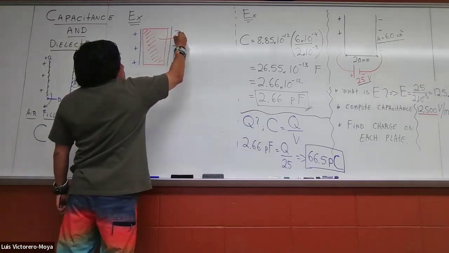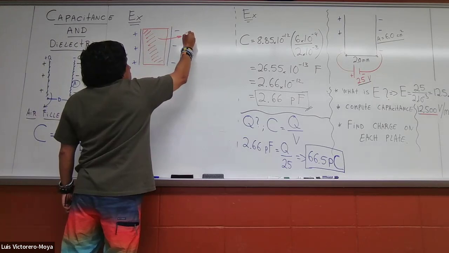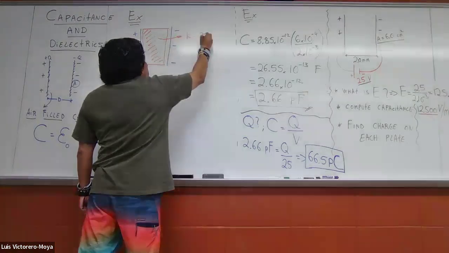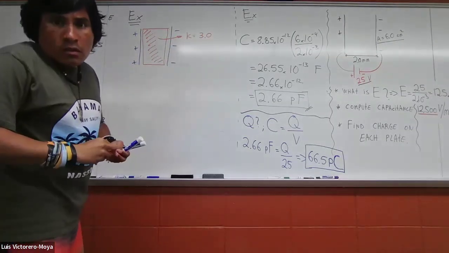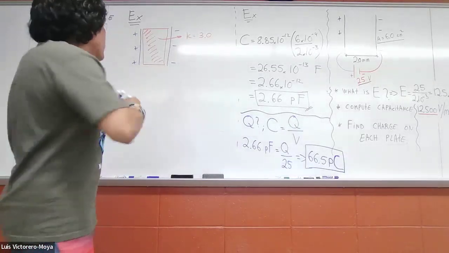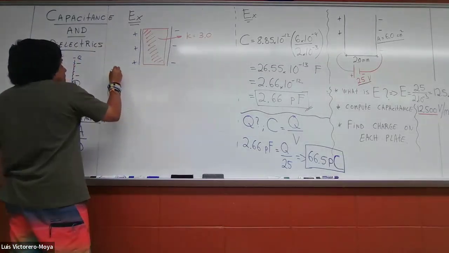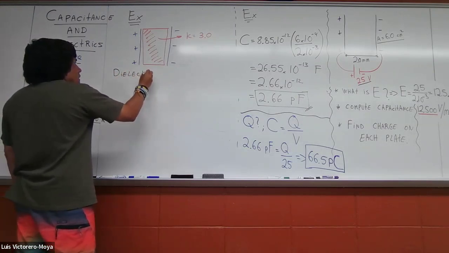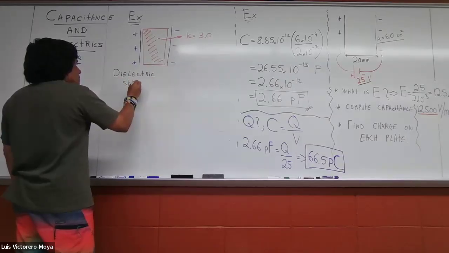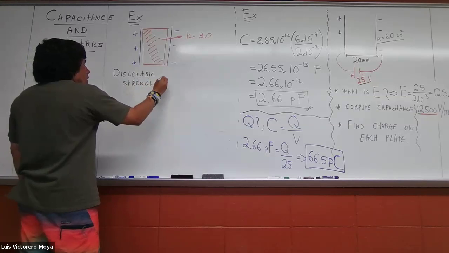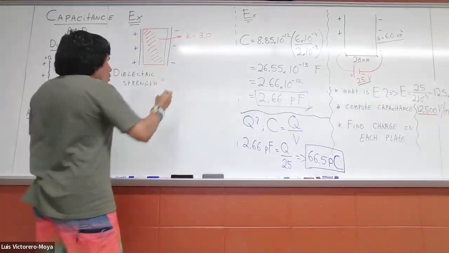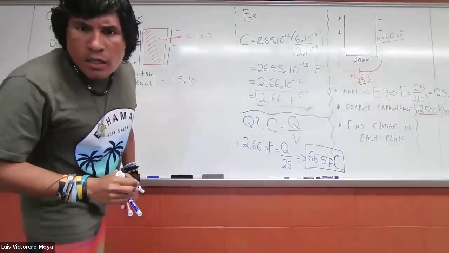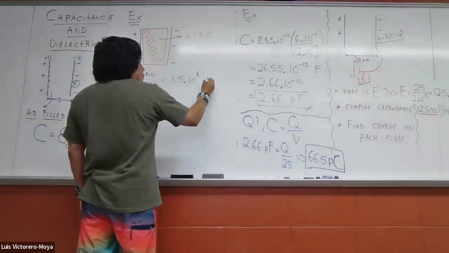And this has a dielectric constant K equals 3.1. And the dielectric strength, so this is what they tell you, is equal to 1.5 times 10 to the 8, very large, volts per meter.